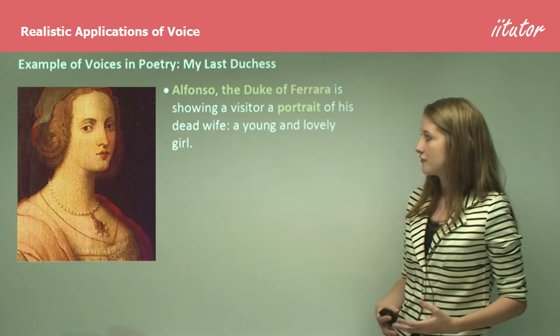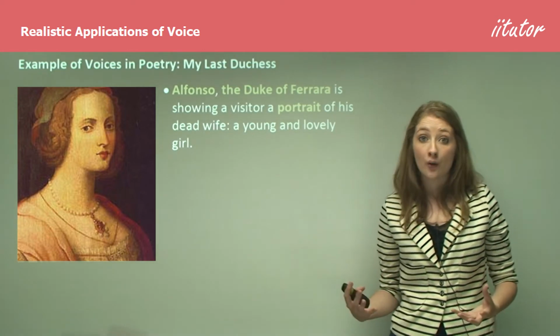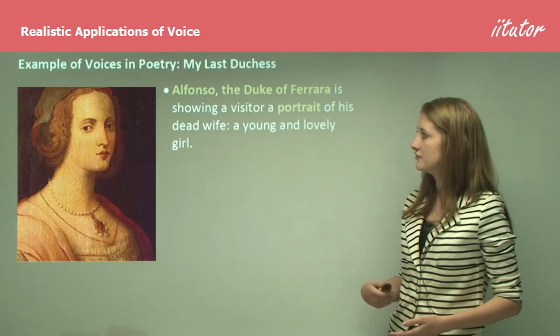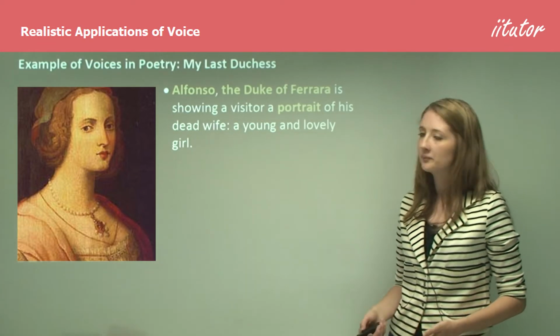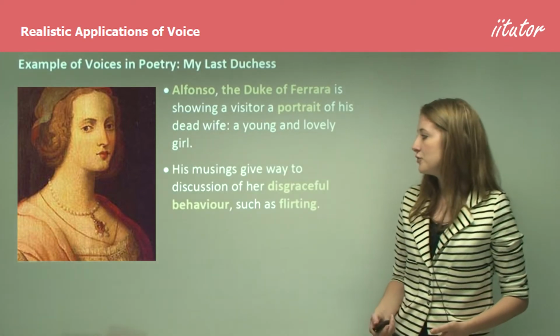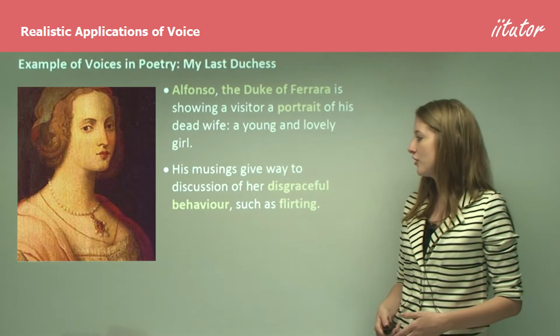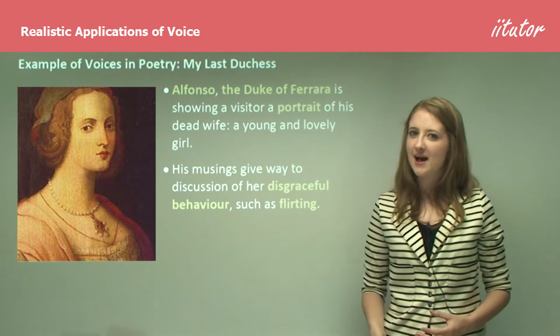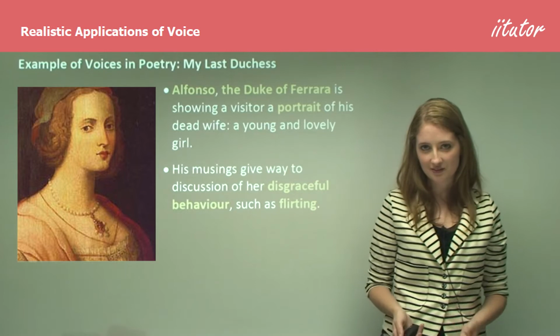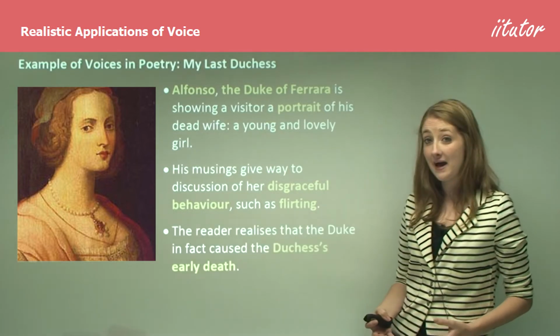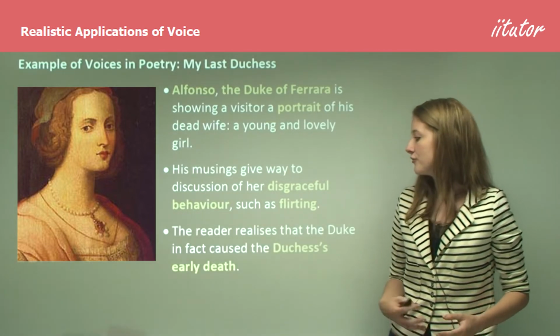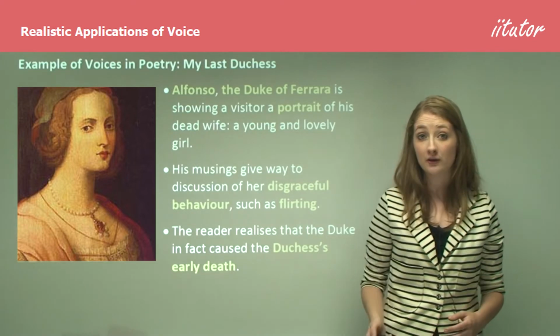Alfonso, the Duke of Ferrara, is basically in this poem showing a visitor a portrait of his dead wife, who was a young and lovely girl. His musings, however, give way to discussion of her disgraceful behaviour, for example, the fact that she flirted with everyone she ever met. The reader realises, as the poem progresses, that the Duke in fact caused the Duchess's early death.